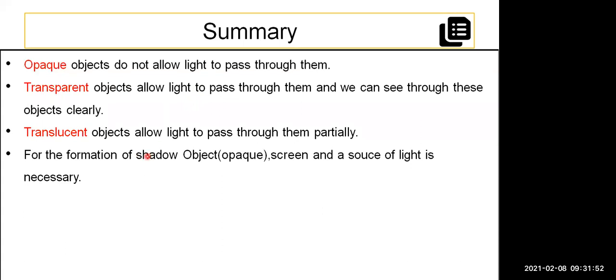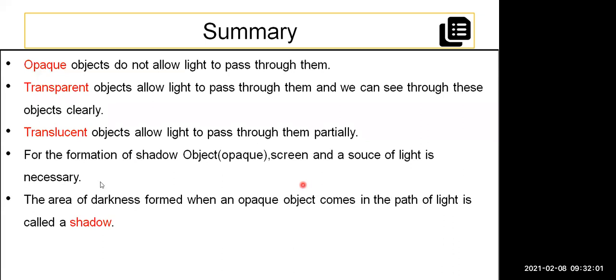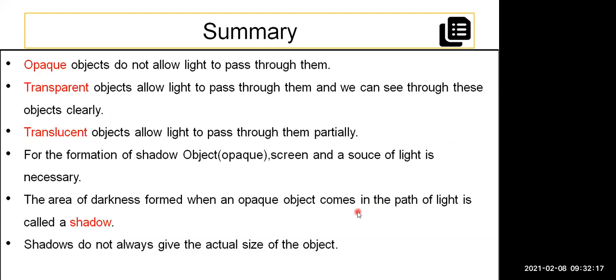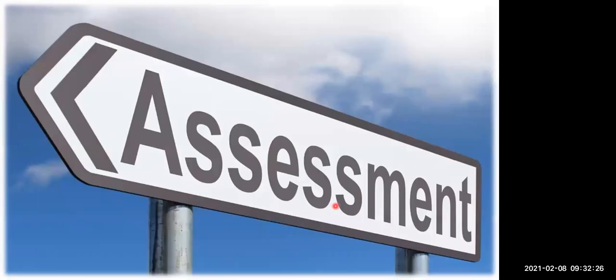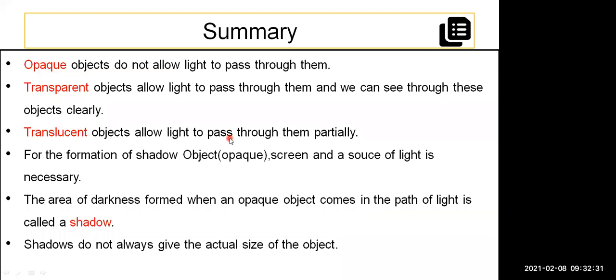Okay, for the formation of shadow, what is important? Opaque object is required, a screen should be there, and a source of light should be there. Okay, then what is shadow? The area of darkness formed when an opaque object comes in the path of the light is called shadow. And then shadows do not always give the actual size of the object, not necessary. Now we'll move to the assessment part. Before that, I'll give you 30 seconds, revise the summary.